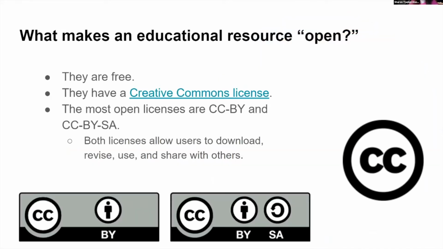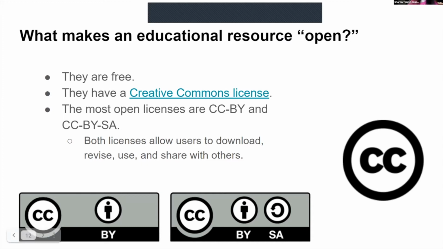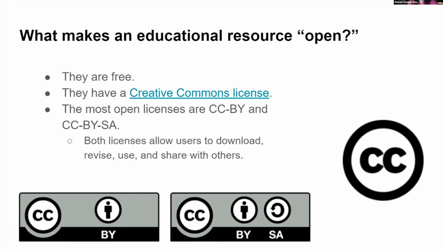And so that's what brings us to what Creative Commons licenses are. Once we put a Creative Commons license on an educational resource, it tells the people who are using it, you are free to do this, this, this with it, depending on what the license is. These licenses are free. You can go to creativecommons.org and get a license for whatever material you're using. The 2 most open licenses that you can use to make your resources available for other people to use are CC BY and CC BY SA. SA means share alike. And both of those licenses allow users to download, revise, use, and share with others.